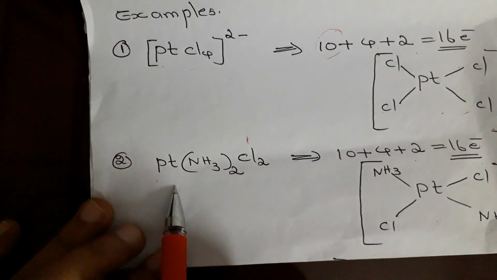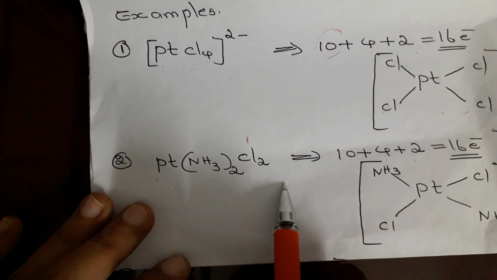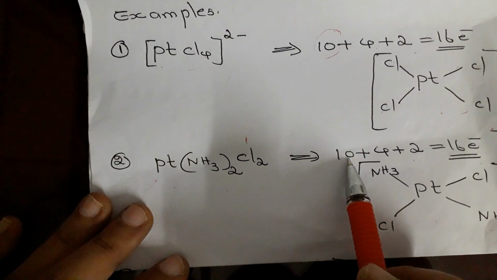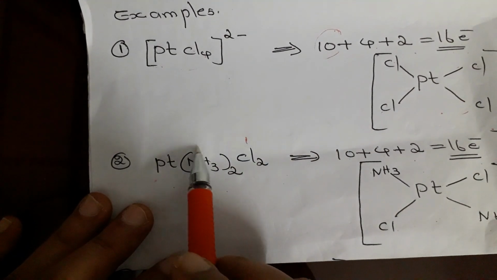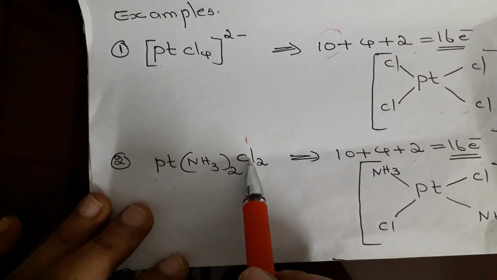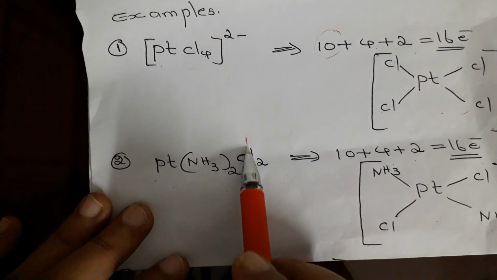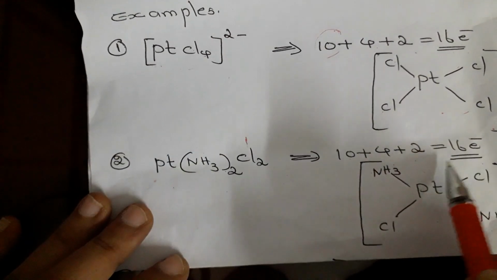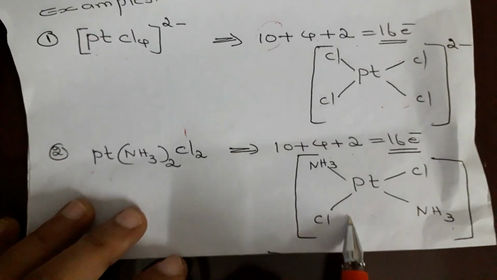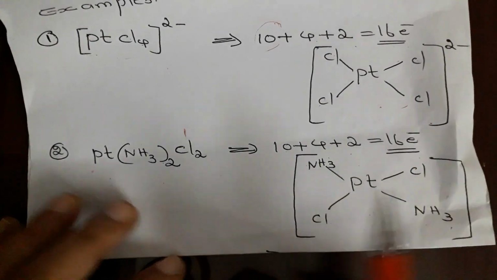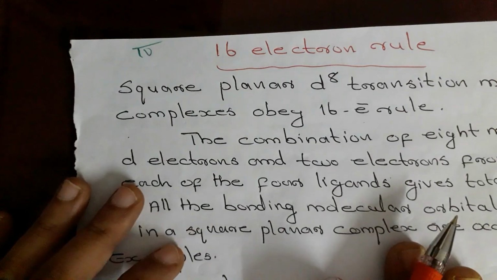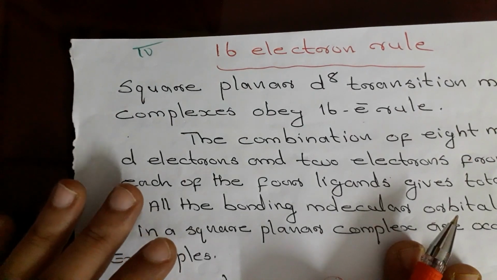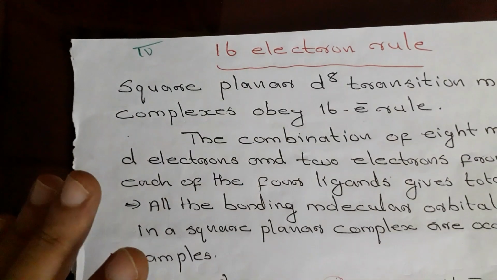Another example, Pt(NH3)2Cl2. Pt has 10 electrons, then NH3 gives 2 electrons, 2 into 2 is 4 electrons, plus Cl 1, so 1 into 2 is 2, so 16 electrons. This is the structure of the compound. So this square planar complex obeys the 16 electron rule. It is very stable because the bonding molecular orbital is completely filled. So it is an exemption case of the 18 electron rule.